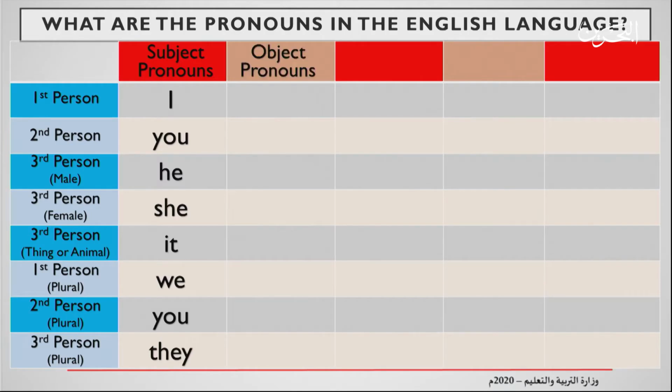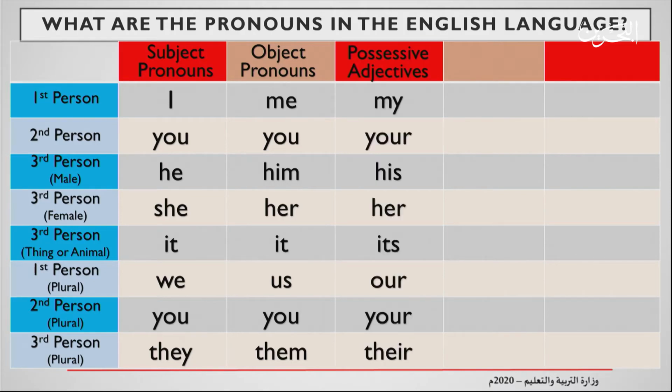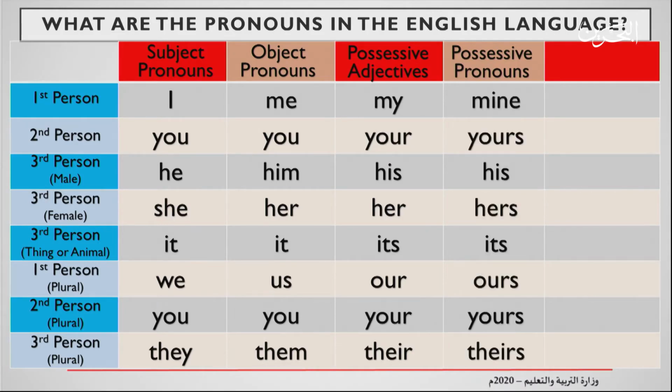But we have another category. It is object pronouns. And they are like this. Me, you, him, her, it, us, you, them. We have a third category. Possessive adjectives: my, your, his, her, its, our, your, their. And then we have possessive pronouns: mine, yours, his, hers, its, ours, yours, theirs.